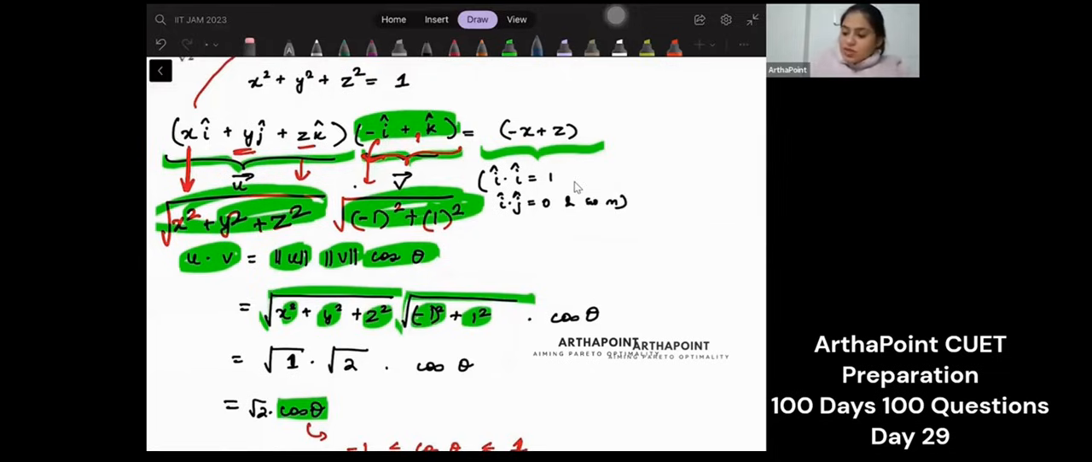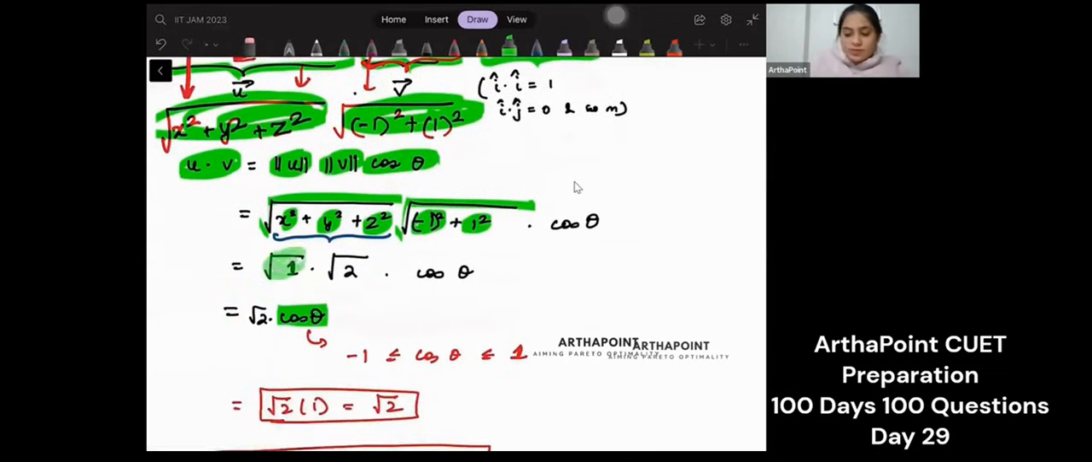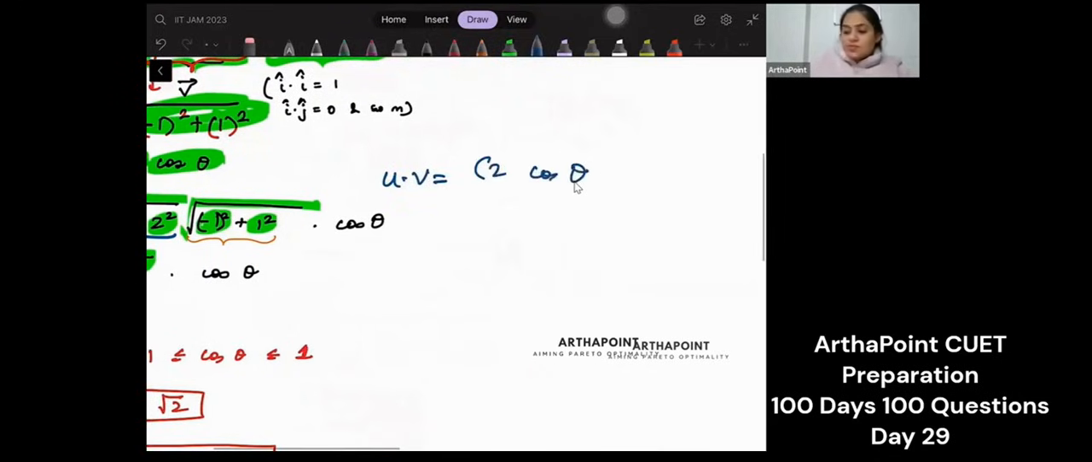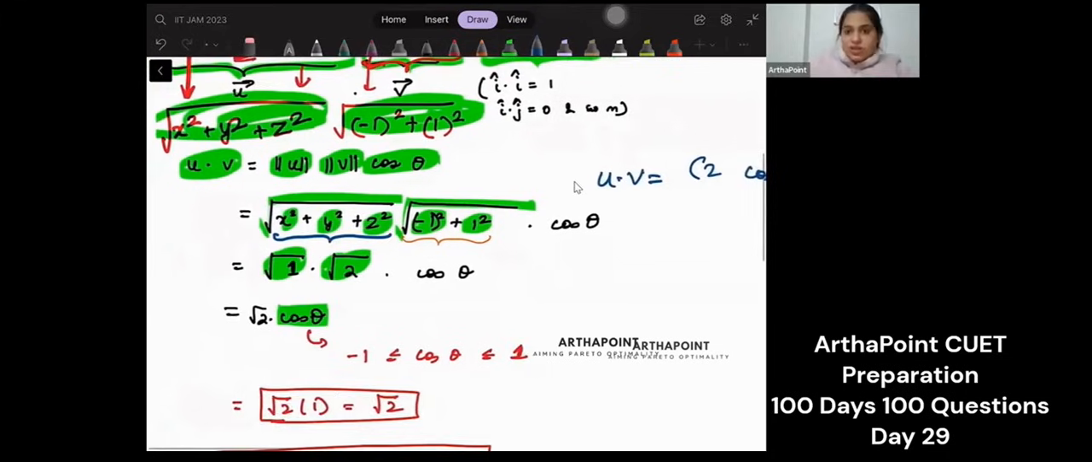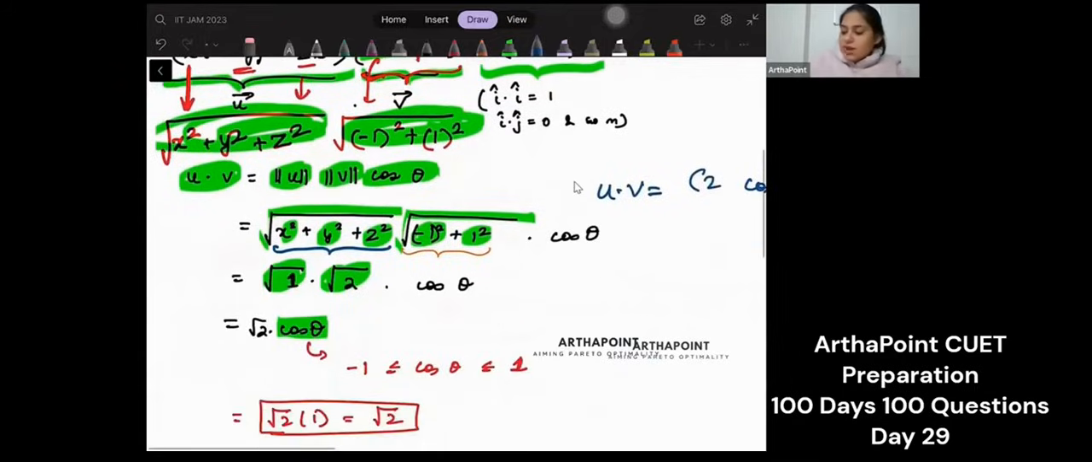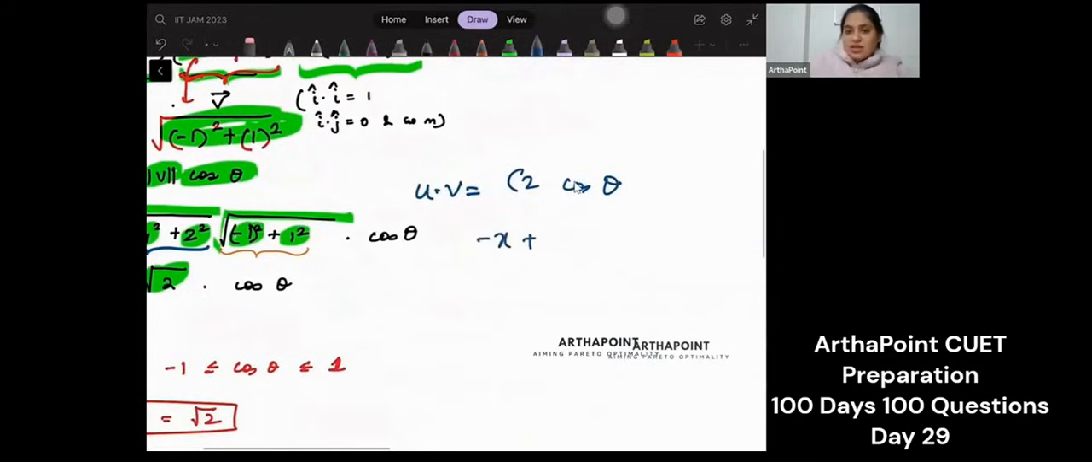But this is given to me in the question as 1. So I will replace this with root 1. And this I will find as root 2. So I have got that u dot v is root 2 cos theta. And this same dot product came out as minus x plus z. So I have got that minus x plus z is root 2 cos theta.